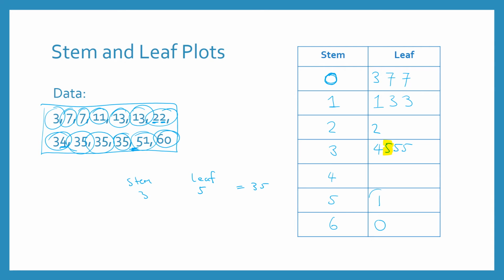If we were talking about this data here, we're talking about 51. If we're talking about this one here, we're talking about 13. This one here, we're talking about 3. What are we talking about with this number? And how about with this number?